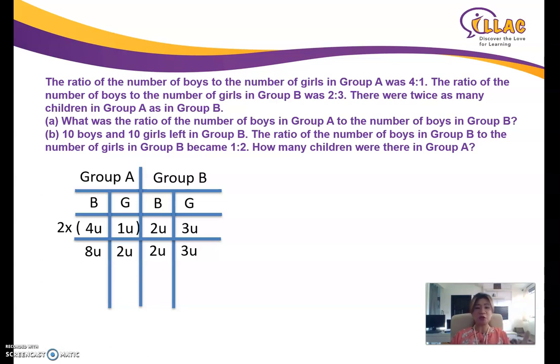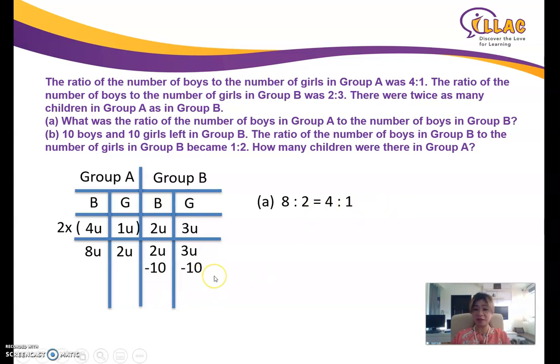All right, so the question says, what is the ratio of the number of boys in A to the number of boys in B? So therefore the ratio 8:2 equals to 4:1. That's all. Part A, you got it. And then they said 10 boys and 10 girls left in group B.